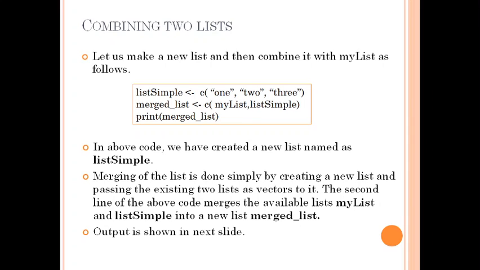Now here, combining two lists. We have seen previously how to combine various objects like data frames and matrices into a single list. Now let us see how two lists are combined into a single list. For that we will require two lists. We already have my list. So let us create a new list known as, say, list simple with a vector having 3 string values in it. So first do that.